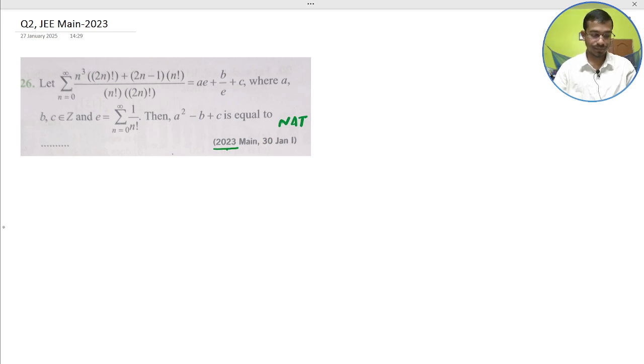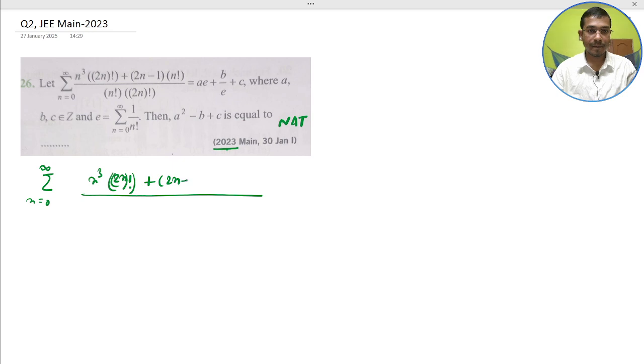So summation n 0 to infinity, this is given: n cube (2n)! plus (2n minus 1) into n factorial, divided by n factorial into (2n)!.